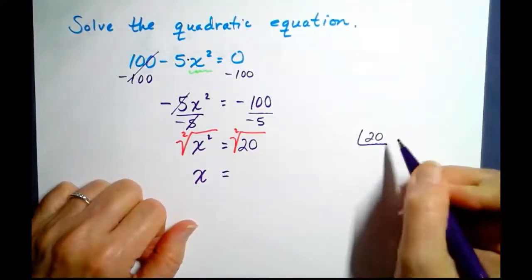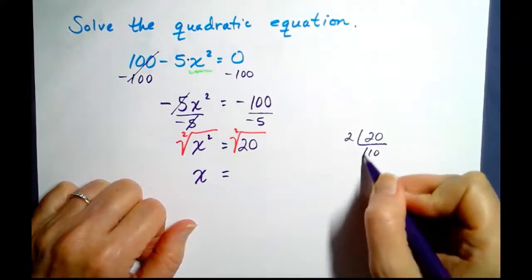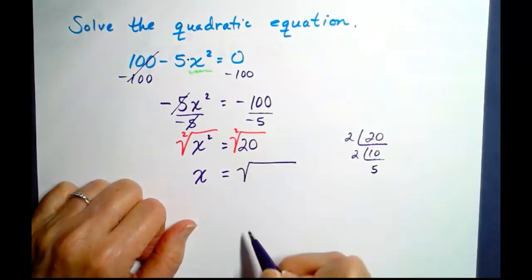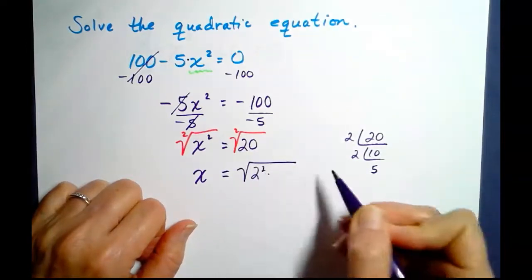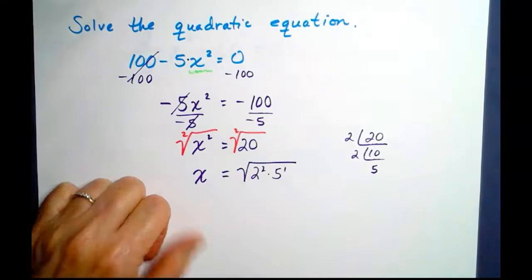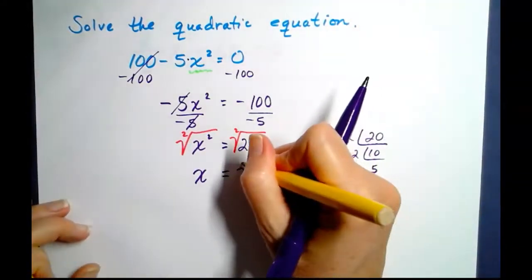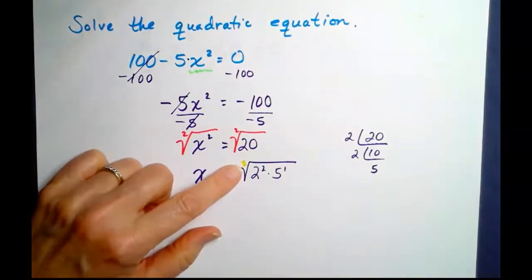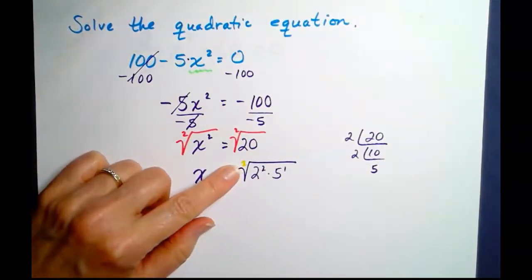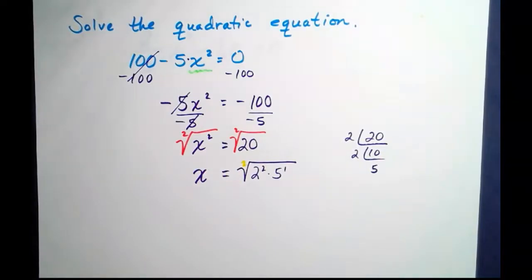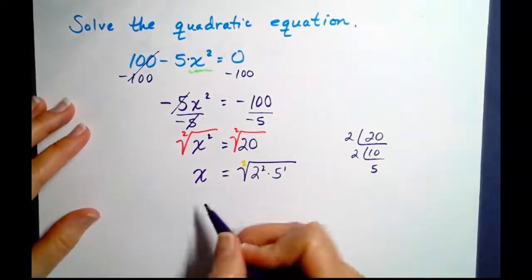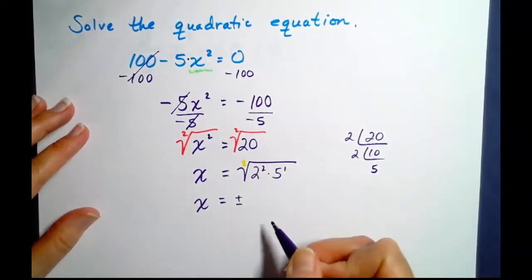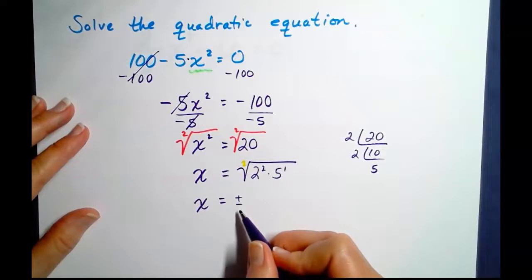Let's make a factor ladder. 20 divided by 2 is 10, divided by 2 is 5. So this time we have the square root of 2 squared times 5 to the first. Remember, this is a square root. Its index is 2. We don't actually have to write that index because the radical sign without any given index is understood to be a square root. So, what does x equal? X equals positive or negative. That's the quickest way to show both answers.